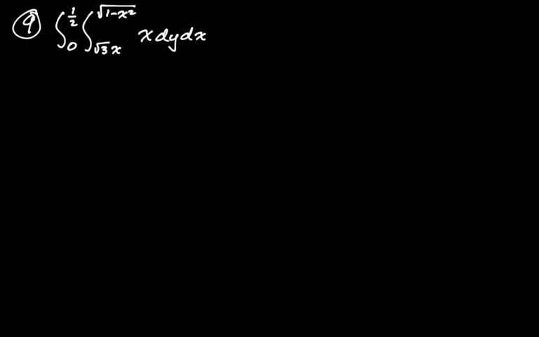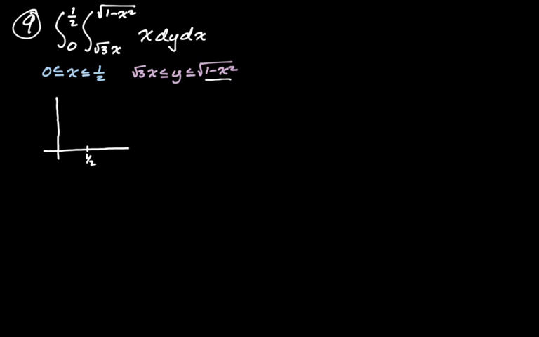So, all right, on this one, we're going 0 to 1/2, root 3x to root 1 minus x squared, x dy dx. So our x bounds are from 0 to 1/2. Our y bounds are from root 3x to root 1 minus x squared. Okay, we got to really deal with this. And I know that x is just from 0 to 1/2, really.